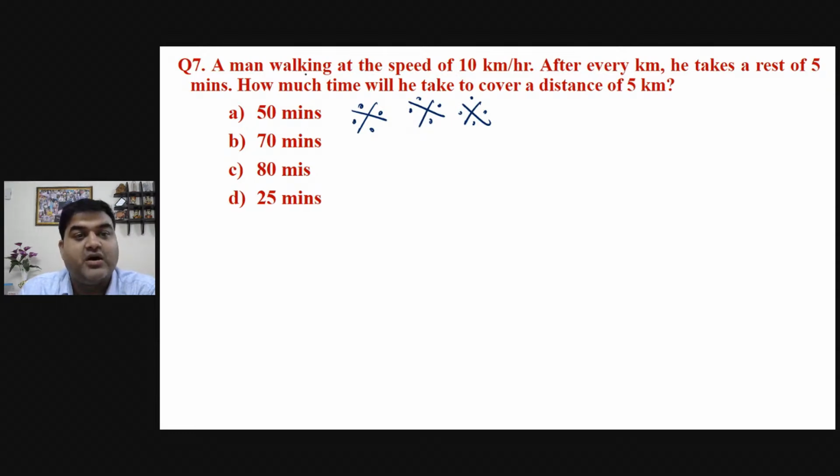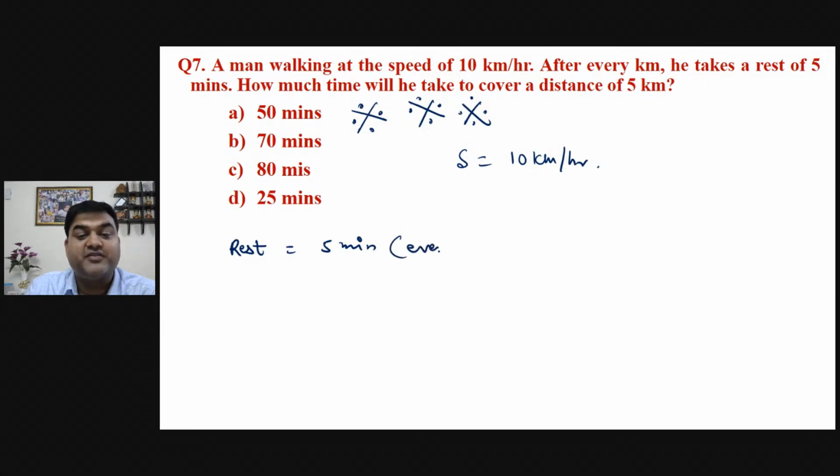There was a survey. A man walking at a speed of, what is given? Speed of man walking is given, 10 kilometer per hour. After every kilometer, he takes a rest of 5 minutes. So rest, how much here? I'm just writing rest. How much is he taking? 5 minutes of rest after every kilometer, right? And how much distance does he have to travel? Distance to be traveled is 5 kilometer, right?